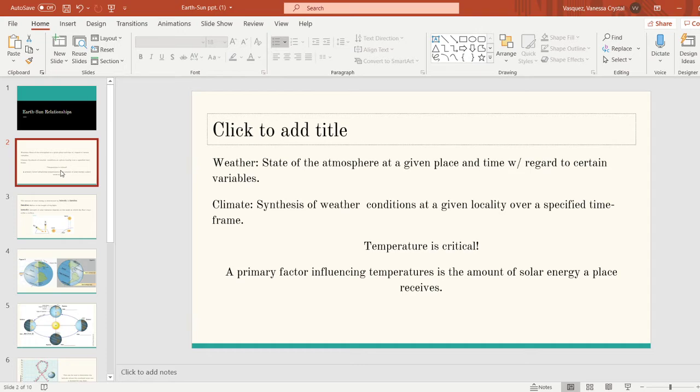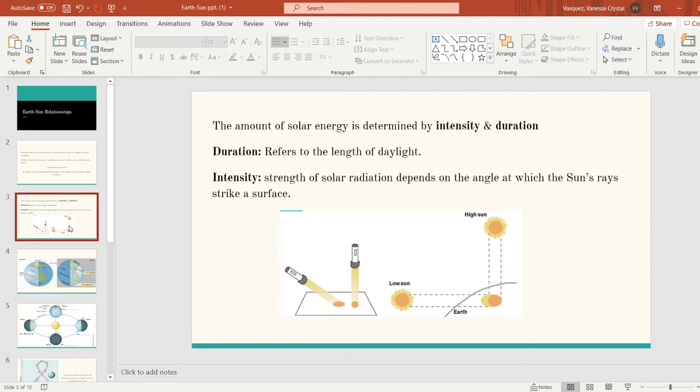So temperature is critical. A primary factor influencing temperatures is the amount of solar energy a place receives. There is an unequal distribution of solar radiation on Earth, and it varies from place to place. The amount of solar energy is determined by intensity and duration. These are the two most important factors to consider when understanding solar radiation.